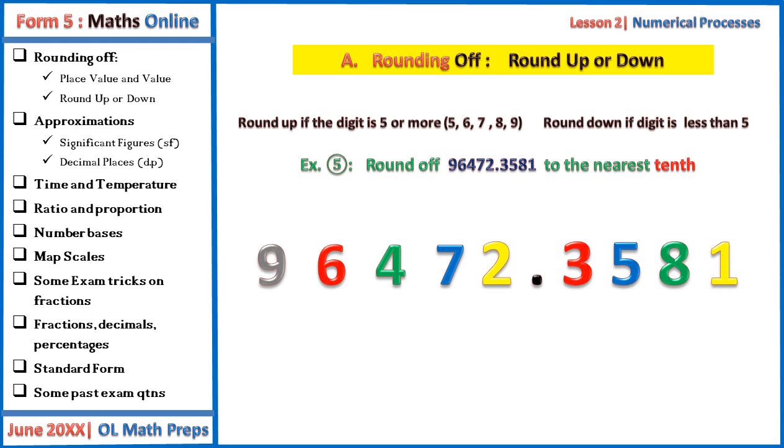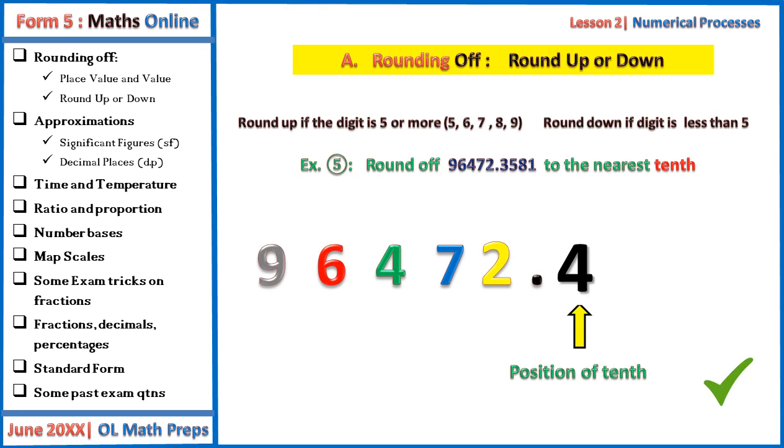Example 5. Round off this number to the nearest tenth. Tenth means the first decimal, the position immediately after the decimal marker. So the position here is 3, and the 5 after it will affect it, so this 3 now becomes 4.